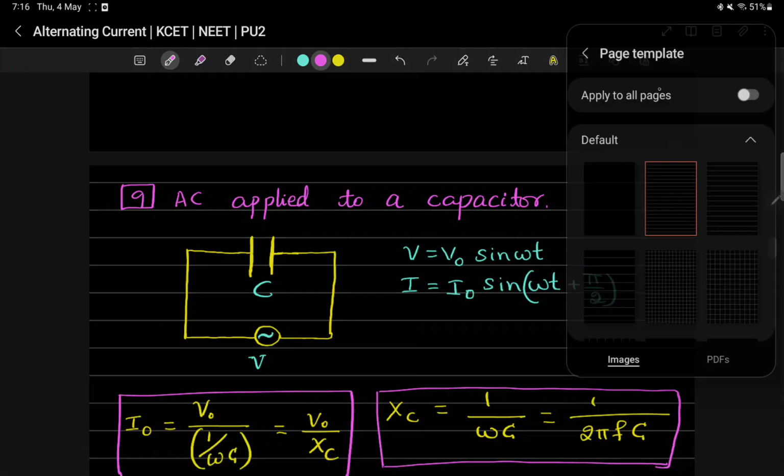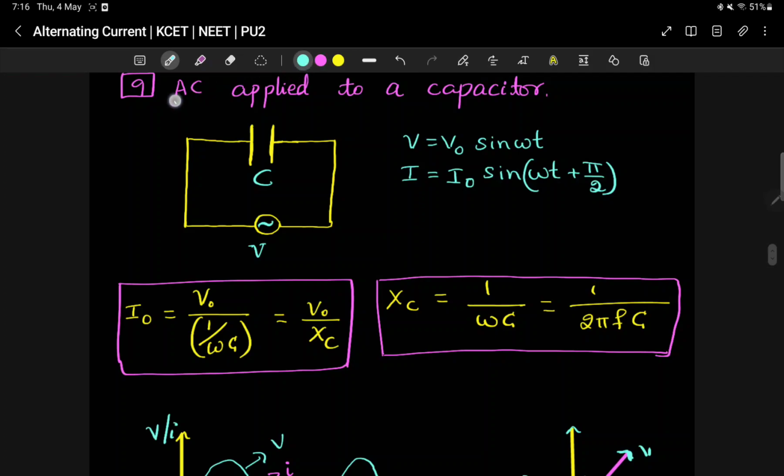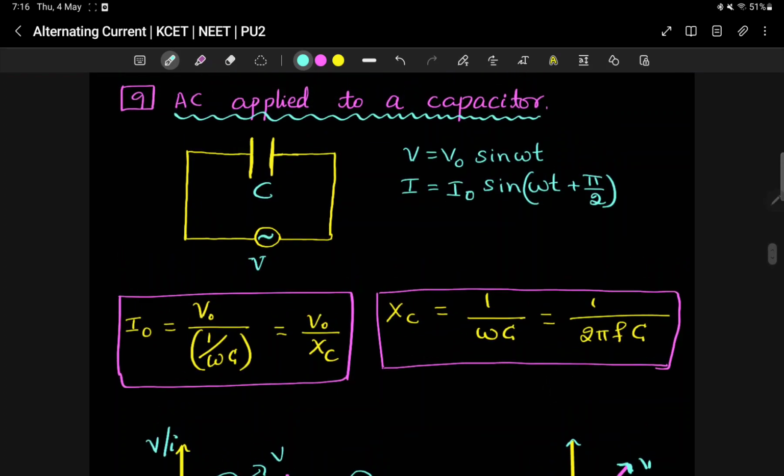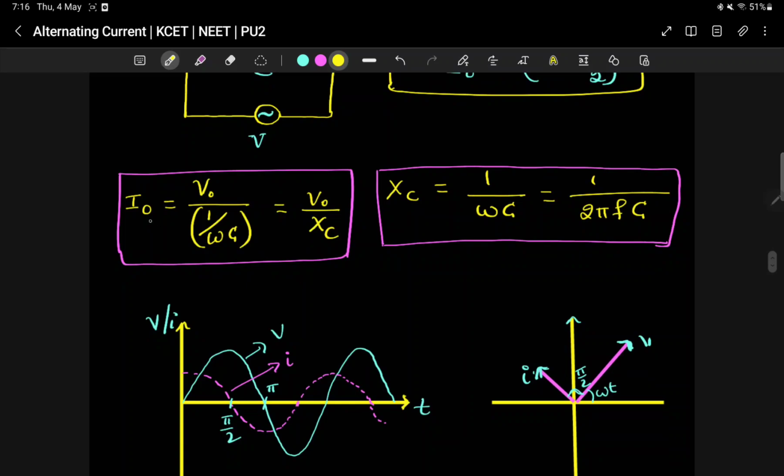Then we have AC applied to a capacitor. When AC is applied to a capacitor, what will be the voltage and what will be the current? Voltage is V = V0 sin omega t, and I = I0 sin(omega t + pi by 2). Then I0 is equal to V0 divided by 1 by omega C.